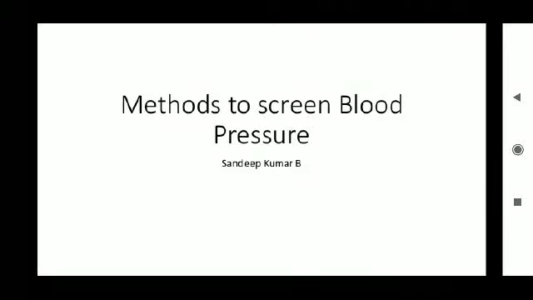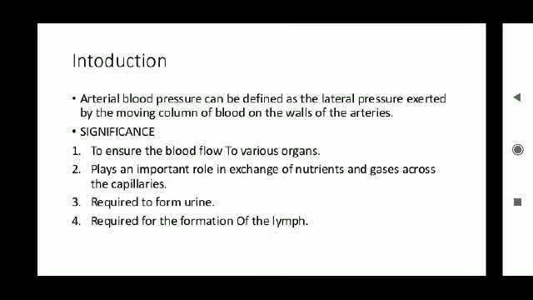To discuss the methods to screen blood pressure. As an introduction, arterial blood pressure can be defined as the lateral pressure exerted by the moving column of blood on the walls of the arteries.